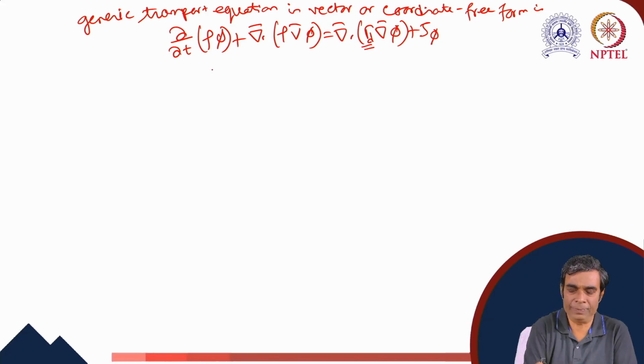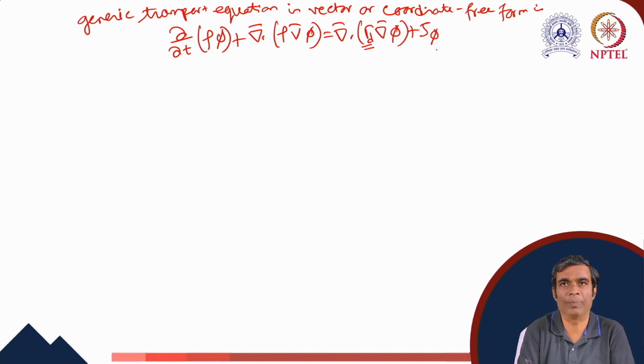In this expression, this is a conservation equation. So rho is the fluid density, v bar is the fluid velocity, gamma d is the diffusion coefficient, and s phi is the source term or the sink term. If s phi is positive, it is a source term. Whatever property is transported, that property is generated by this term. If it is not generated, but removed or eliminated, then we say it is a sink term.